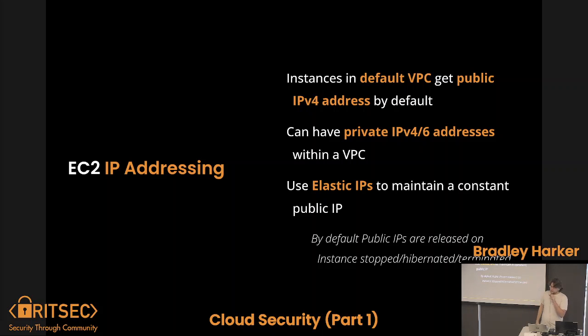They can also have private IPv4 addresses, which they will get in the default VPC as well, within your VPC. If you create your own VPC and you have your own little private network, you get your private IP address. You will need to use something called an elastic IP to get a constant public IP. By default, the public IPs that are assigned to EC2s are released whenever you stop an instance. So like shut it down, hibernate it, or if you delete it. Your IP address is instantly released back to the big AWS pool. So if you want a constant public IP for something like a web server, you need to use an elastic IP. Of course, everything that you need to use costs additional money. So just keep that in mind.